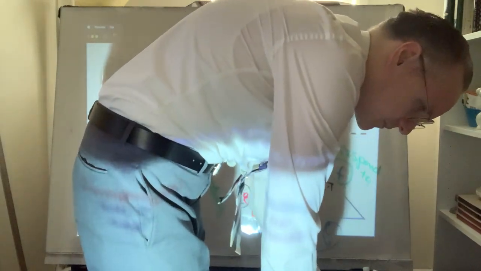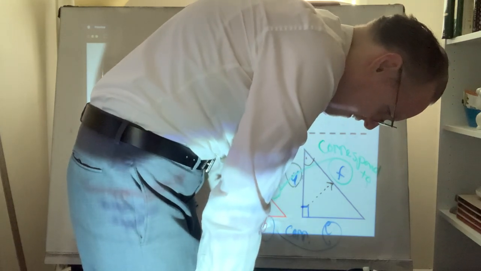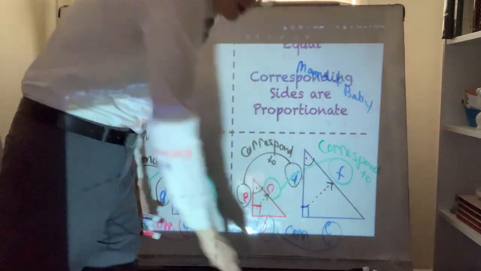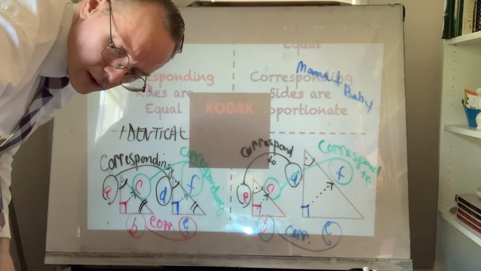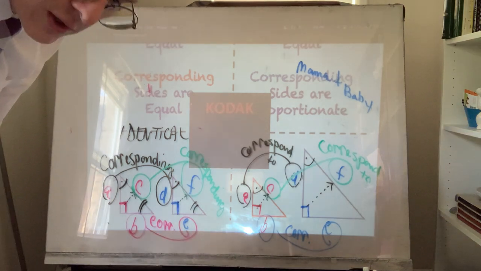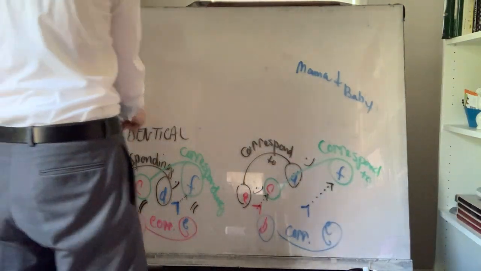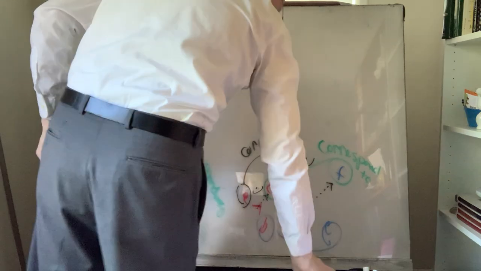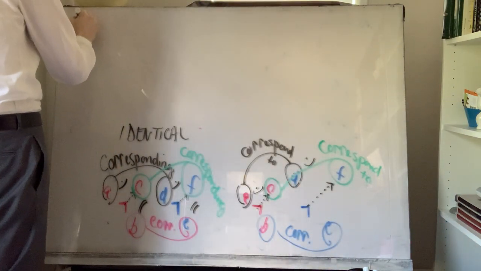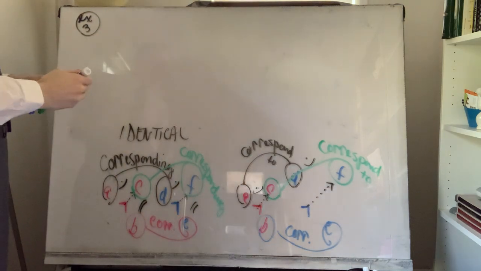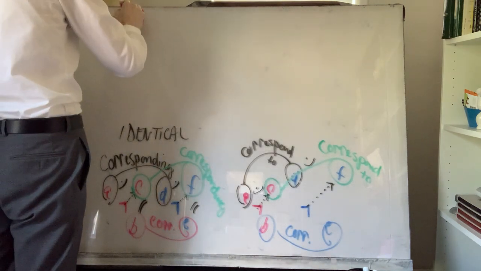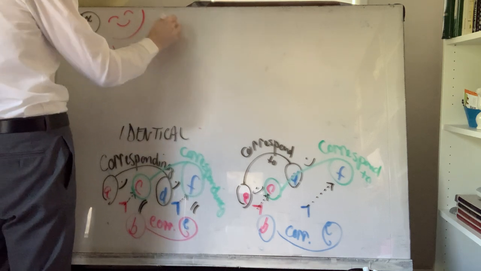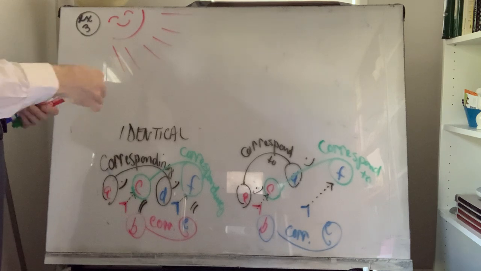Let's do an example. Okay. I'm going to sort of paraphrase example 3 from the worksheet. Oh, is it drawn? I don't think it is. Example 3 from the packet of examples looks like this. It's describing a tree on a sunny day casting a shadow.